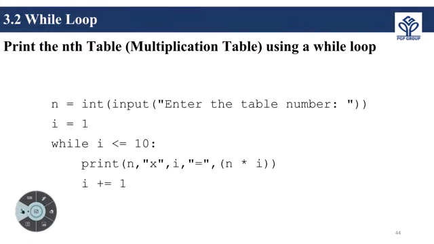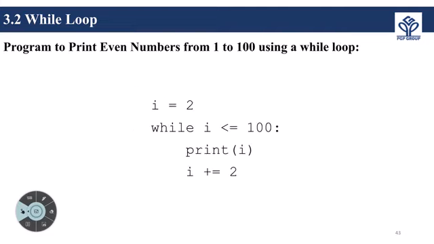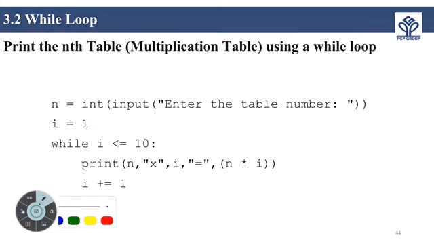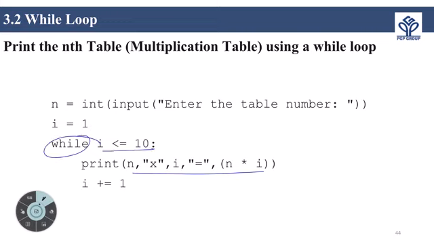next one, print the nth multiplication table using a while loop. Same as the for loop, we are using the same structure, but we are using a while loop. Give the proper condition. When the condition is false, it must exit the loop. Clear?